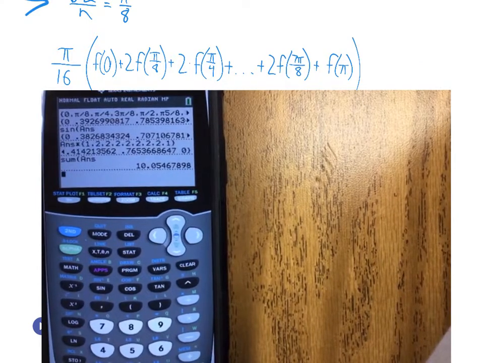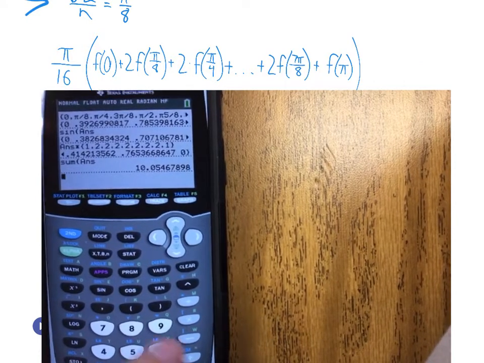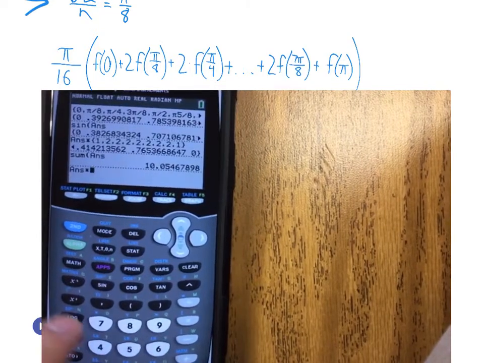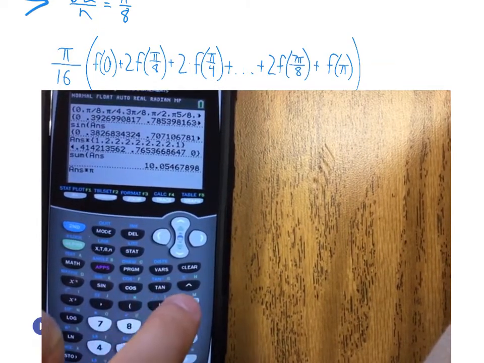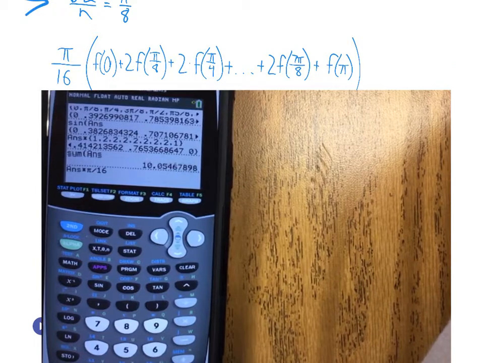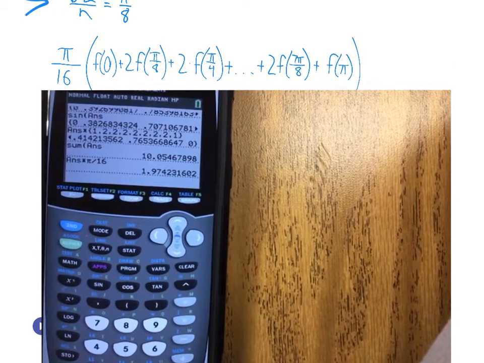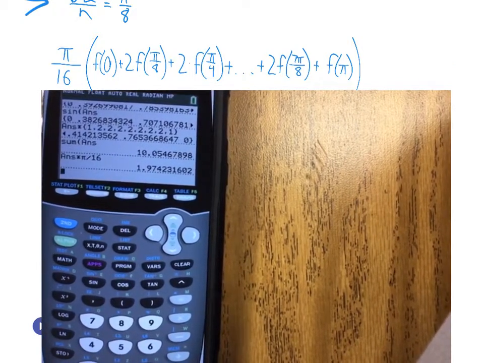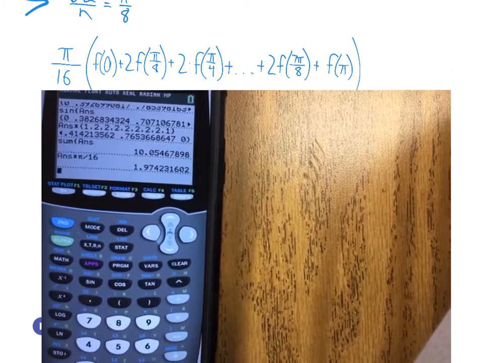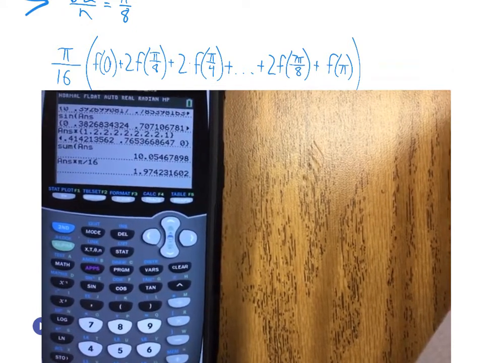Okay? And then that's what I need to multiply by the pi divided by 16. 1.974. What was this supposed to equal? 2. So that's an even better approximation here.